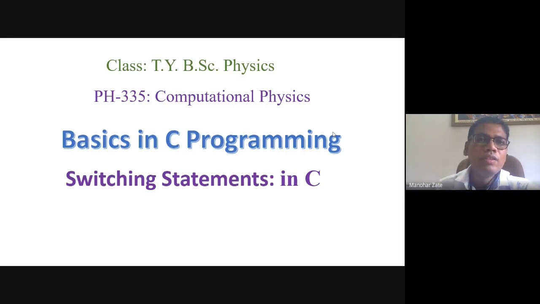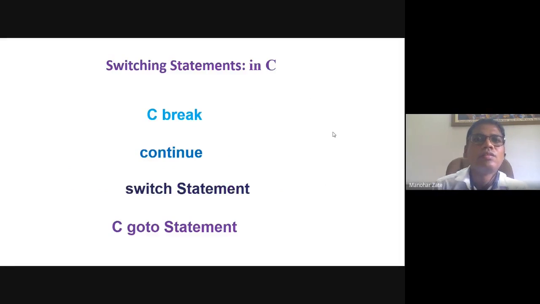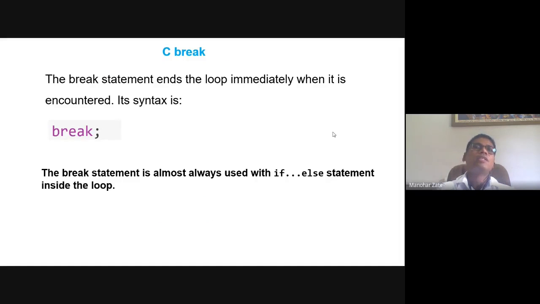So today we will see the switching statements in C. What are the switching statements? There are four switching statements that we are going to perform. What are those? One is break, continue, switch statement, and goto statement. So we will see them one by one. The first one is break.